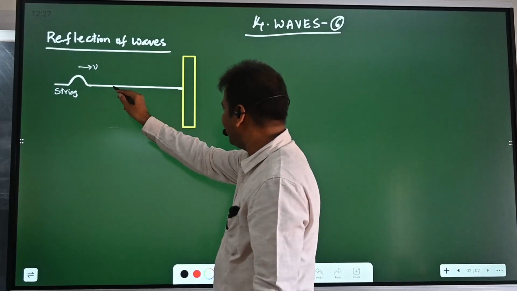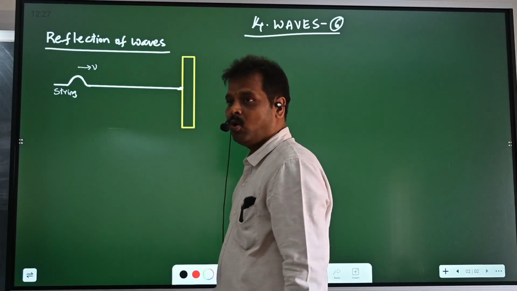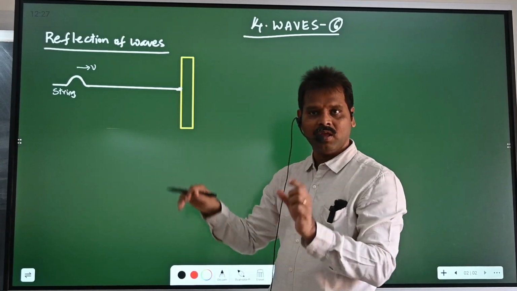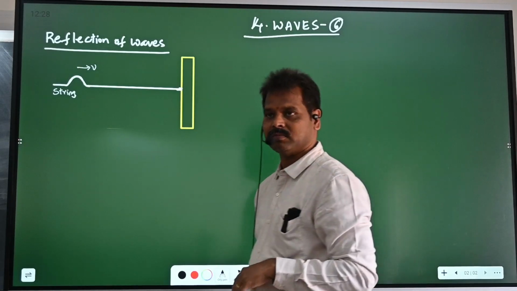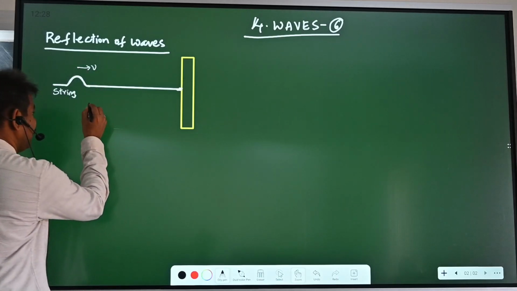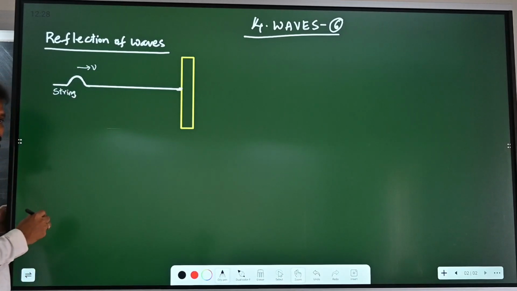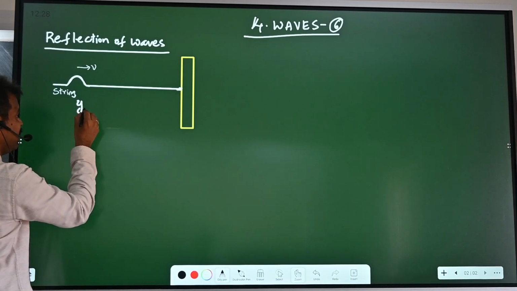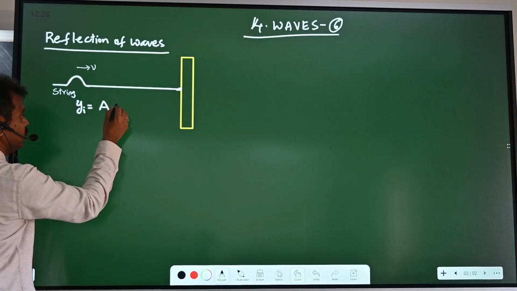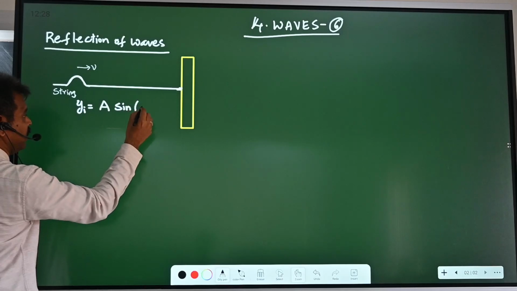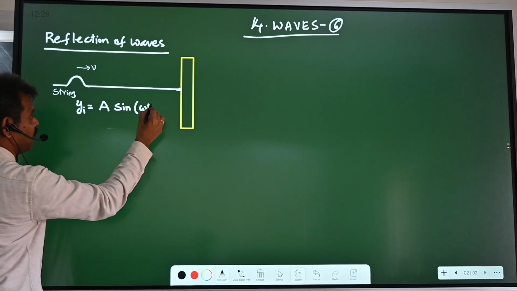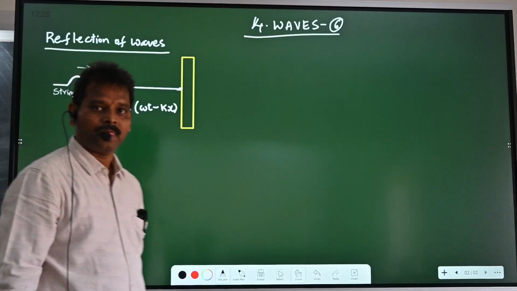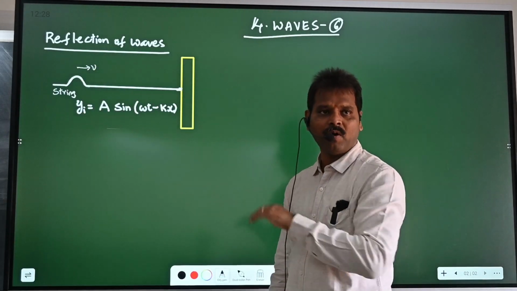So while reaching this point, what is the equation of this pulse? This is wave only. A small part of wave is called pulse. Now, what is the incident waveform? Can I write like this? yi is equal to a sin(omega t minus kx). Is it correct? It's a waveform only.